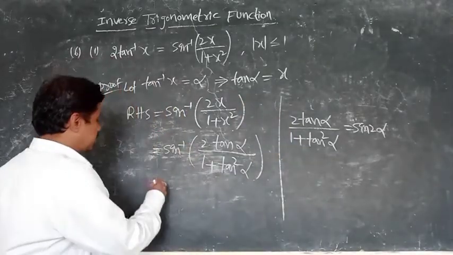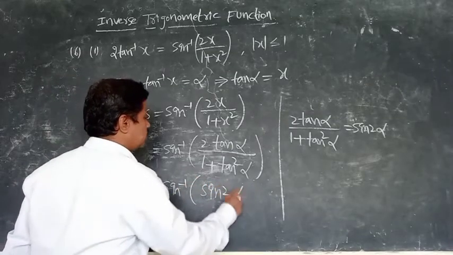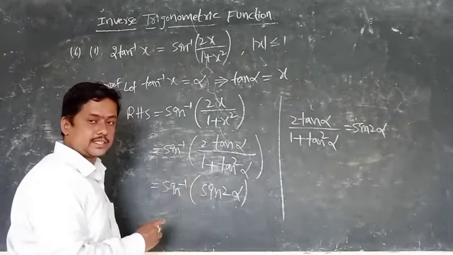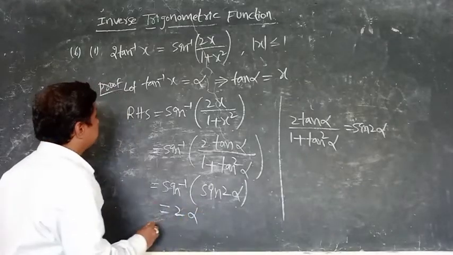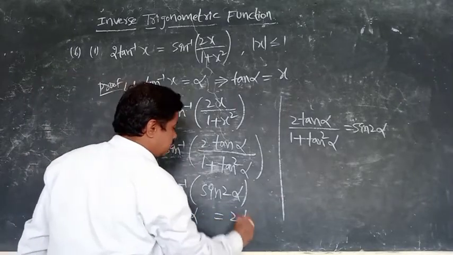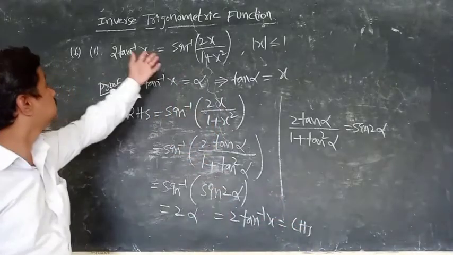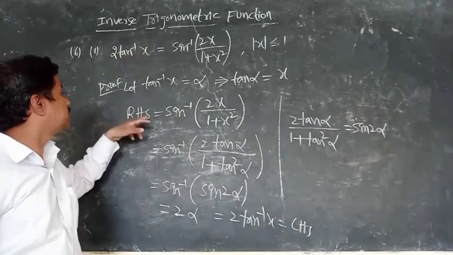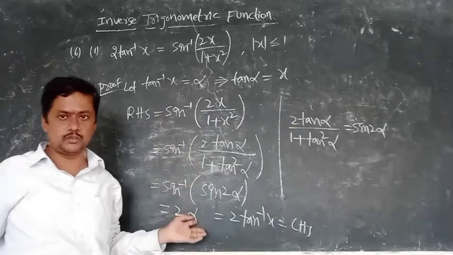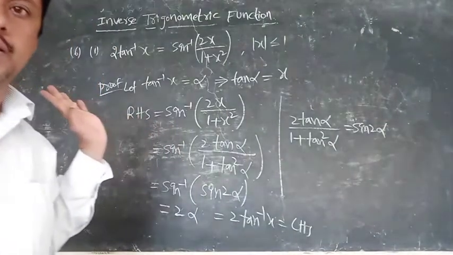Now, we can write sin inverse of sin 2 alpha. According to the definition of the sin, sin inverse and sin will cancel. So therefore 2 alpha. What is alpha here? Tan inverse x. So therefore 2 into tan inverse x. This is nothing but the LHS. So 2 tan inverse x is equal to sin inverse of 2x divided by 1 plus x square. So this is how we prove this property.